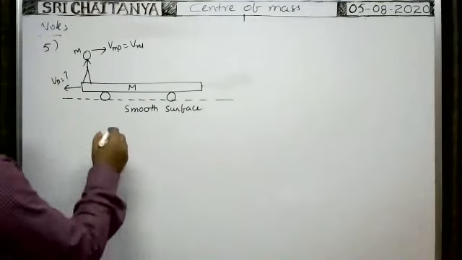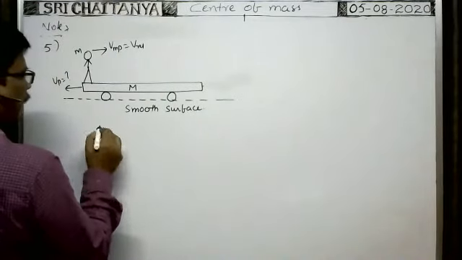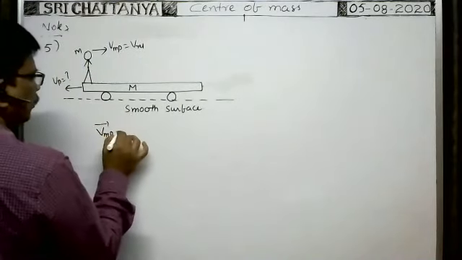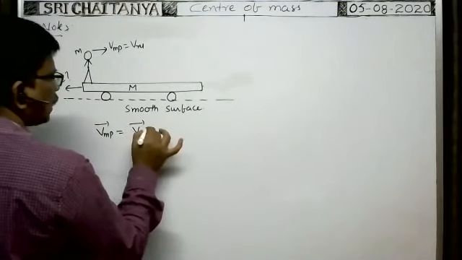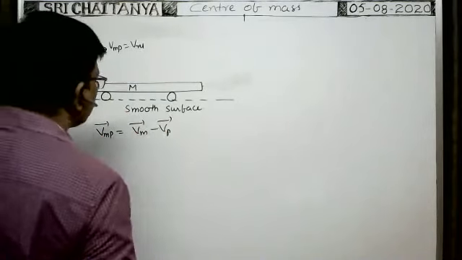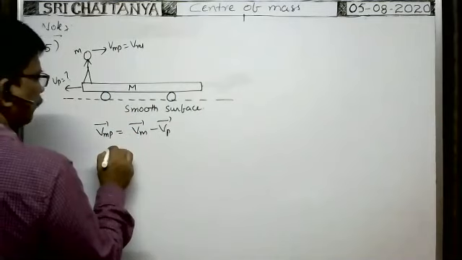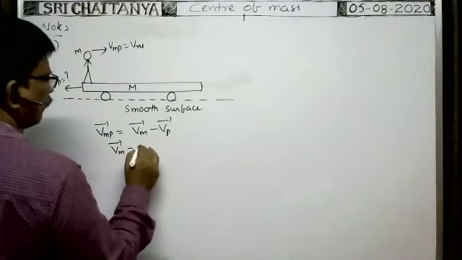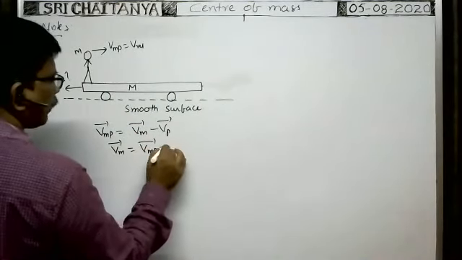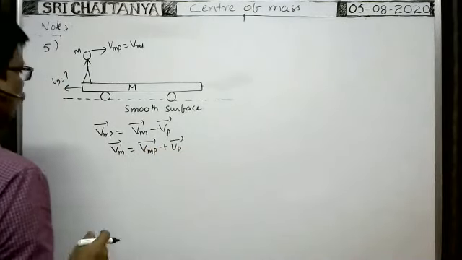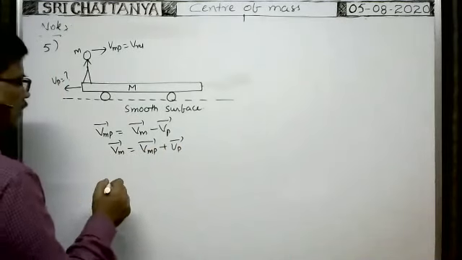Same case, velocity of the man with respect to plank. Same concept, man board system. Velocity of the man with respect to plank is equal to velocity of the man minus velocity of the plank. From this, velocity of the man is equal to velocity of the man with respect to plank plus velocity of the plank. Now what is the formula for velocity of center of mass?